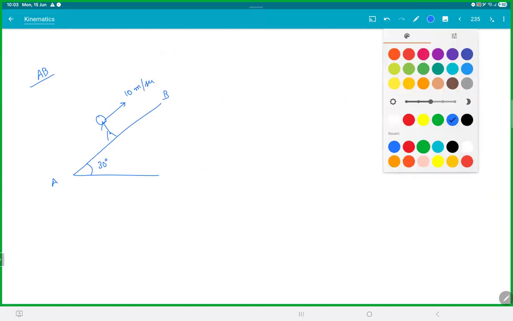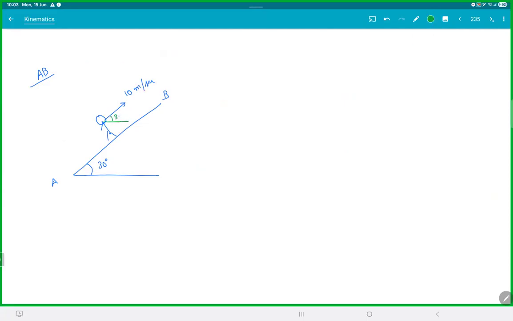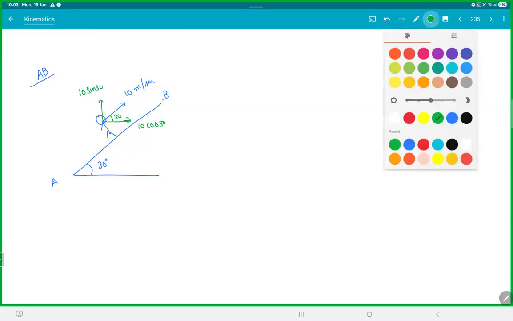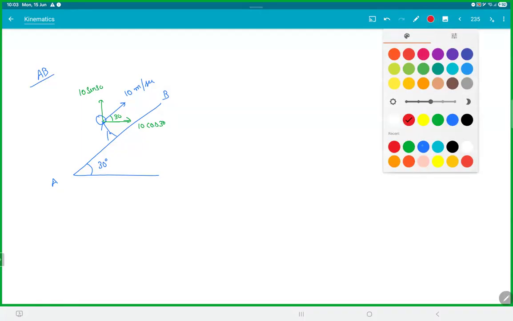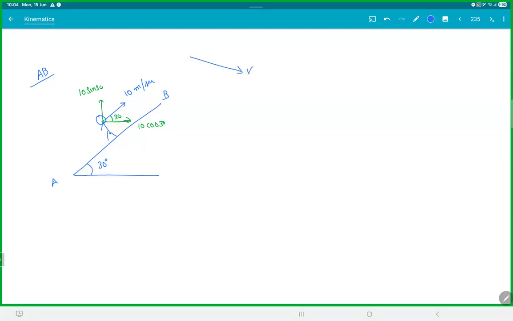So if you resolve the components, this would be 10 cos 30, 10 sin 30. See, I draw a lot of pictures. And what about the velocity? I don't know the speed, but I know the angle. This was 60. So this was V cos 60. You could have taken Vx, Vy, you'll still get it. So this is V sin 60.